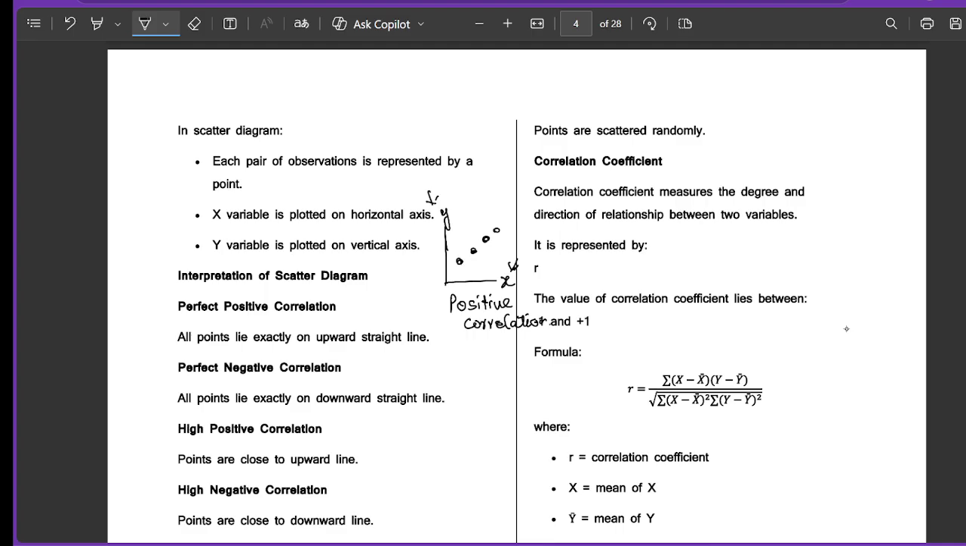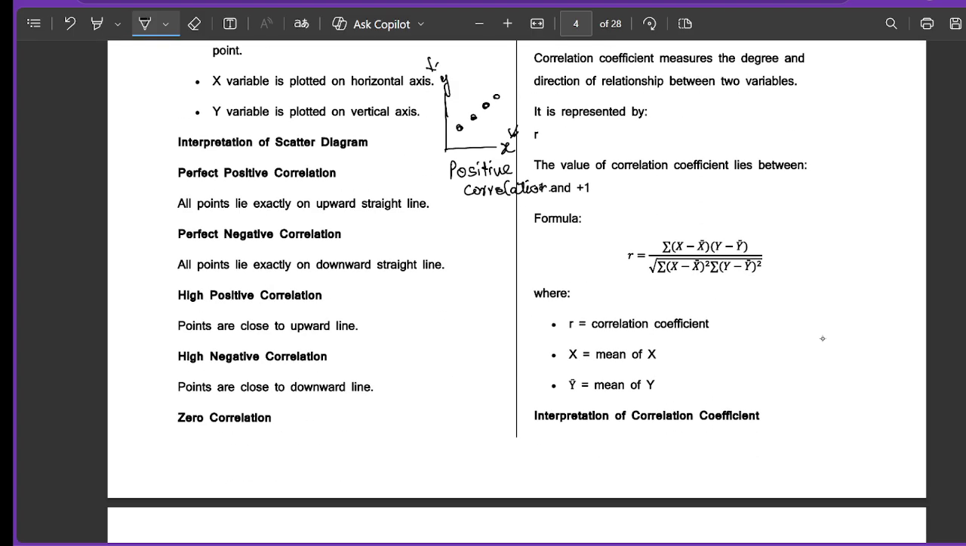Now some correlations may be positive but not perfectly positive. On that basis, we can say that the correlations can be perfect positive, perfect negative, high positive, which means near to perfect positive, high negative, which means near to perfect negative, and fifth, zero correlation. If all the points exactly lie on the upward straight line, if we assume this to be the standard line and all the points come directly onto this, we say it is the perfect positive correlation.